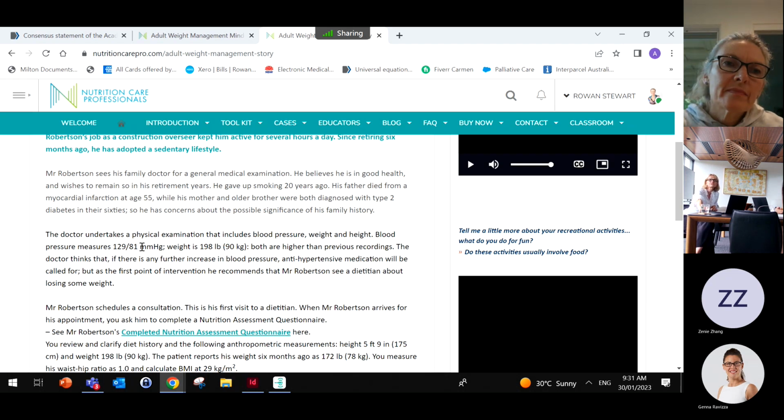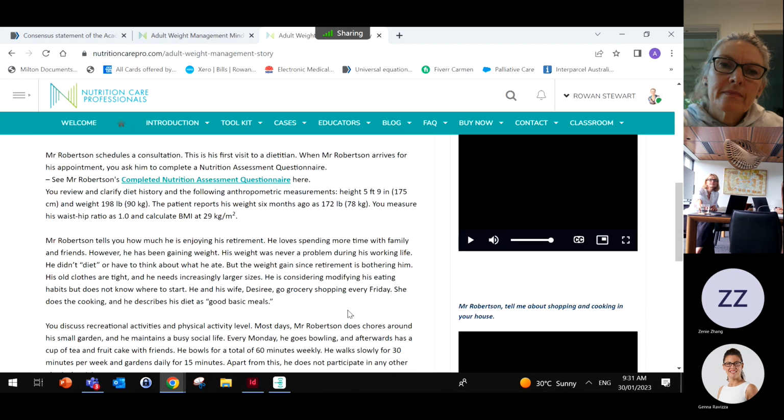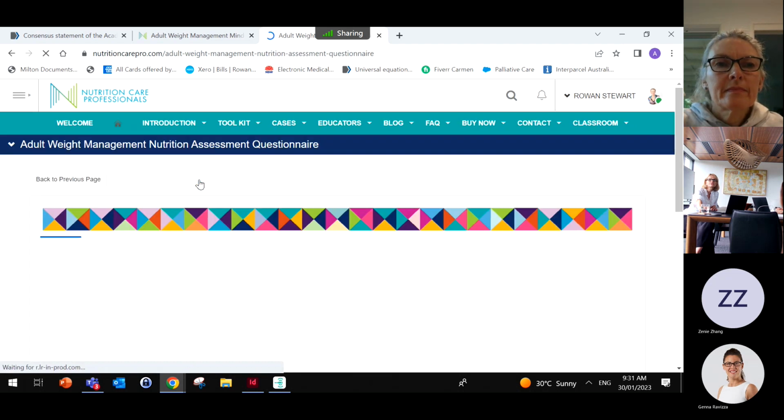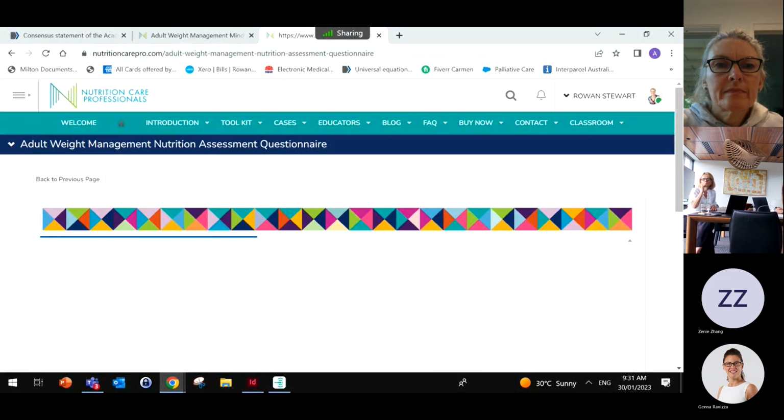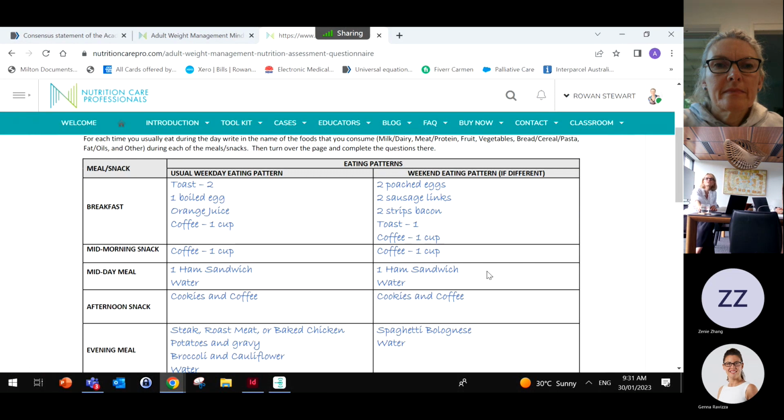Here you can see that his blood pressure is slightly up. There's his weight at 90 kilograms, both are higher than previous recordings. Very important that you click on this part of the story, which takes you through to a page that the patient has actually completed to describe where he's at this point in time.